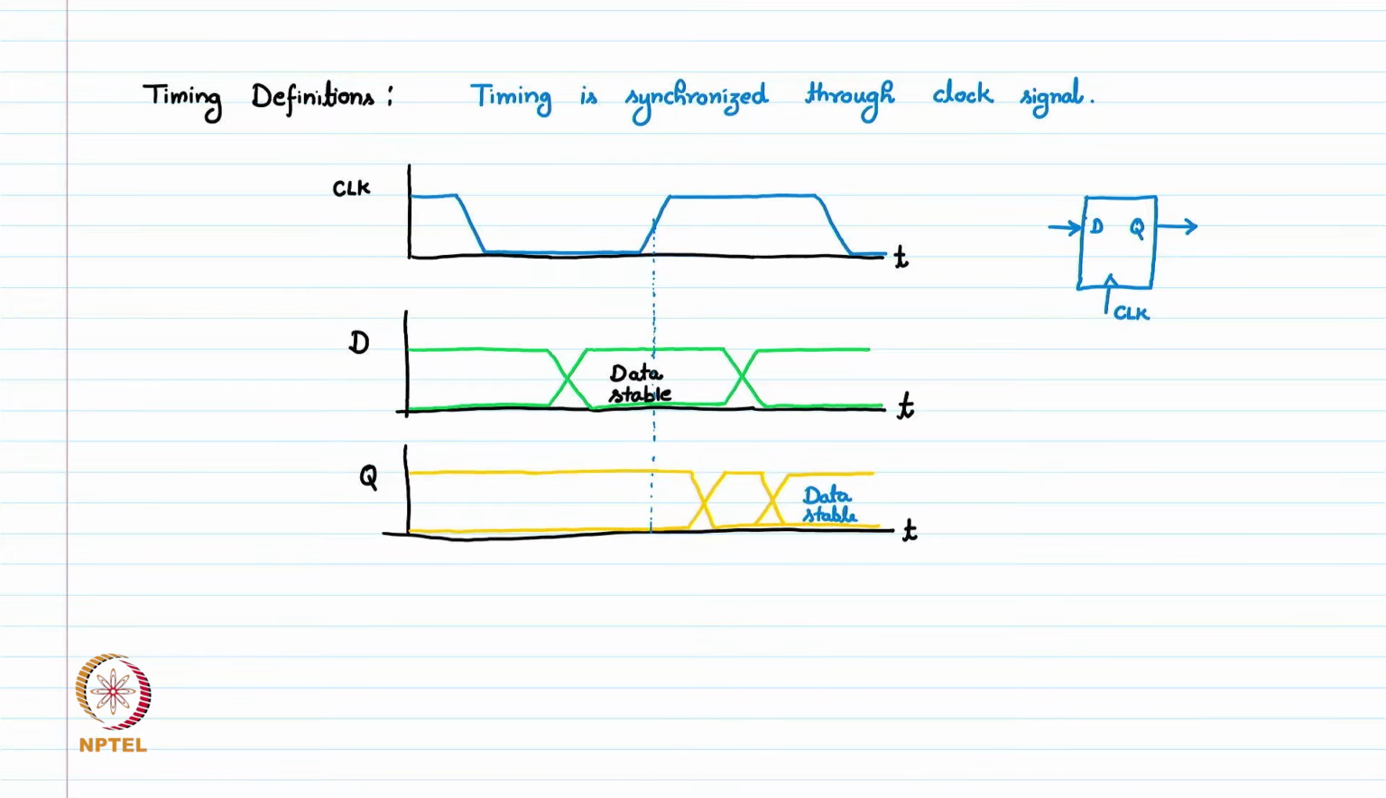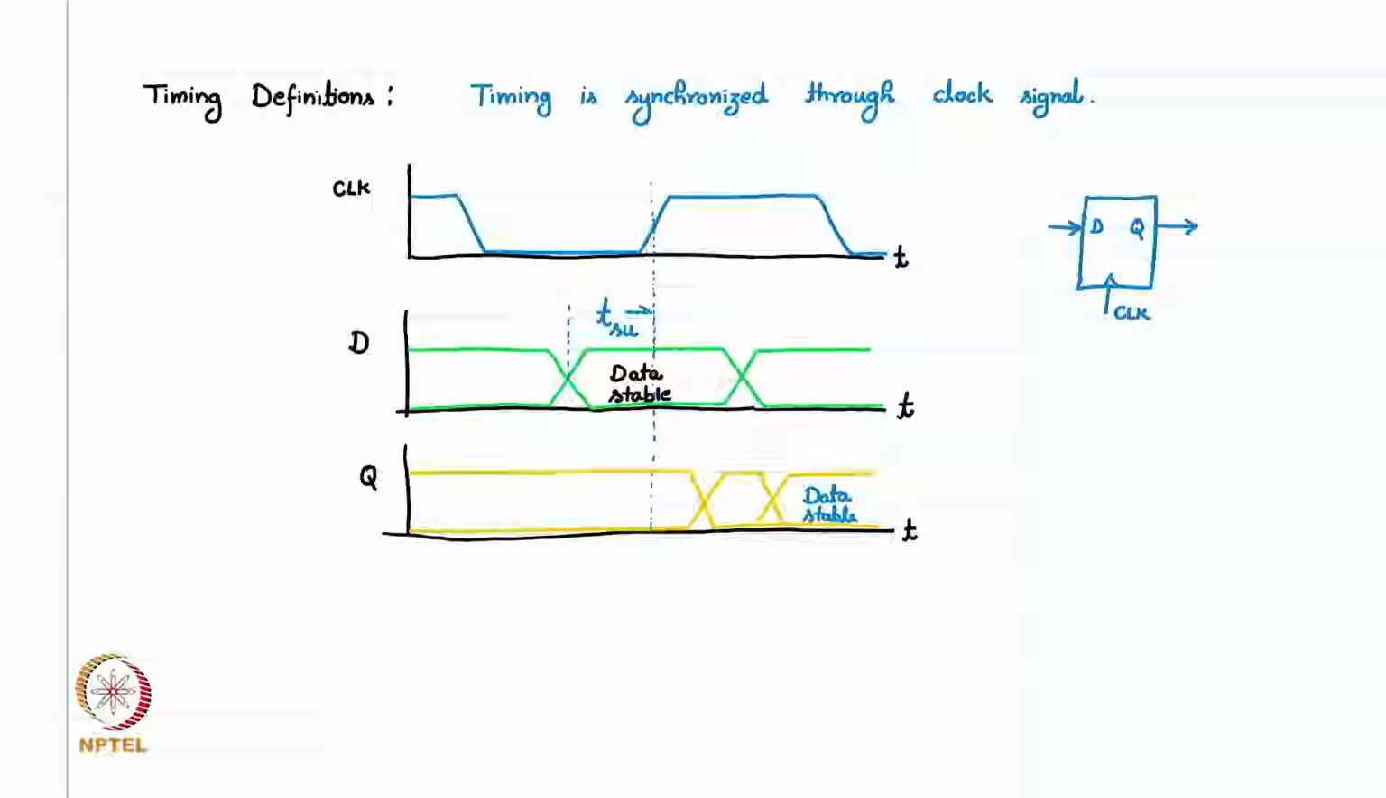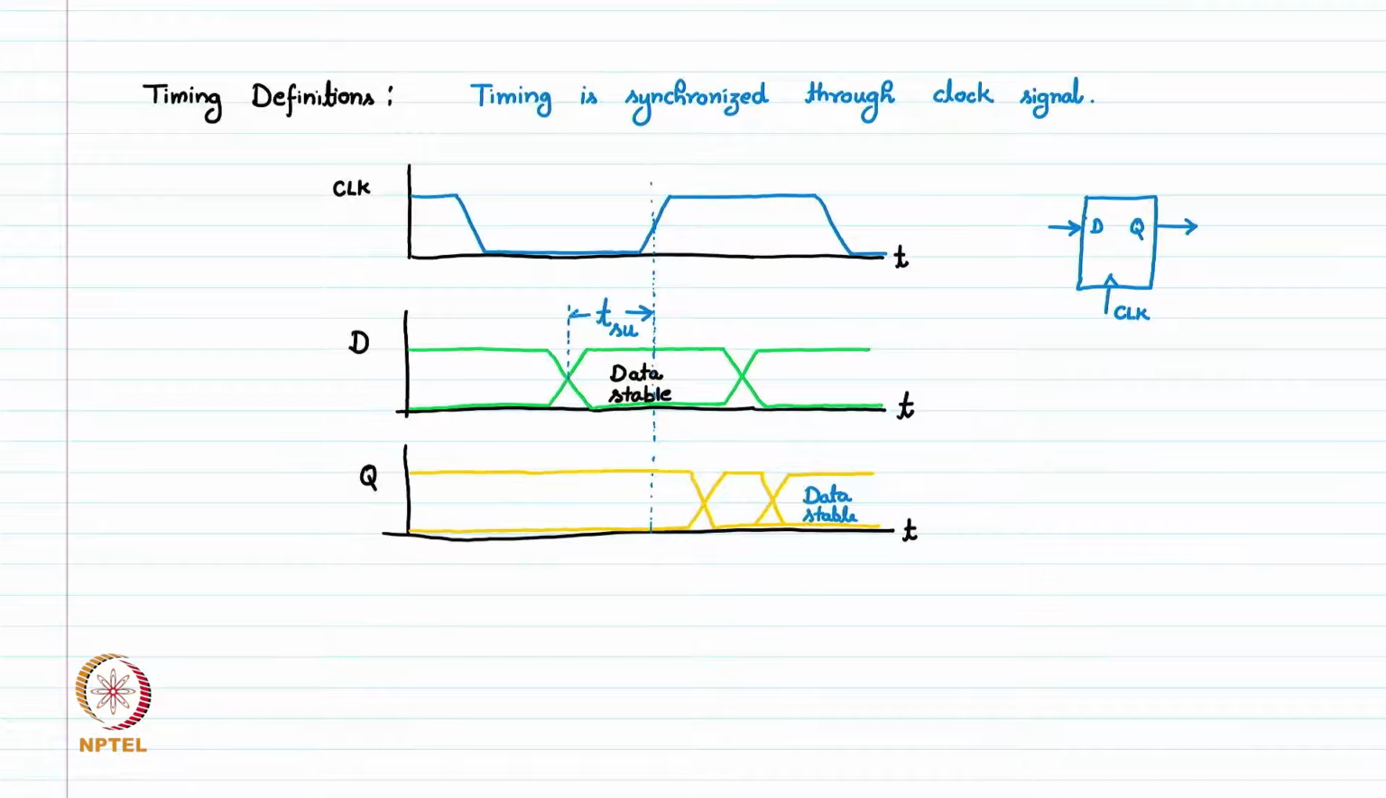So this is that instance of writing. Before this, my data should be stable. Let's say at this point my data is stable, after that it's not changing. So this time is my setup time. So my data is stable before this instance, that's setup time.